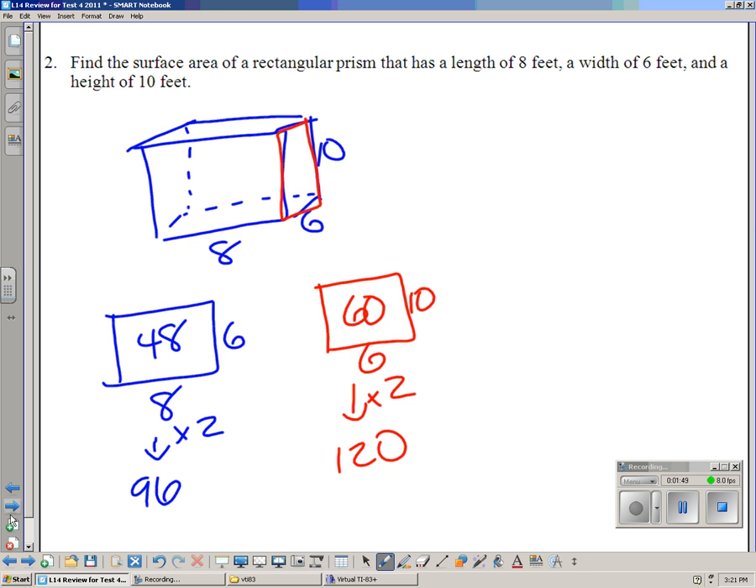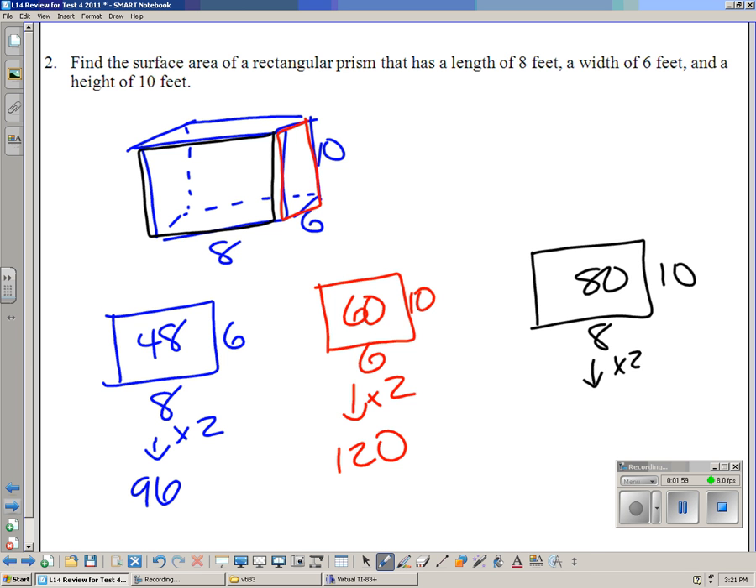And now we need to do front and back. Front and back would look like this. 8 and 10. 8 times 10 is 80. 80 times 2 is 160. Now we can add up all 3 of these numbers and get our final answer, which is 376. Since this is an area, it would be feet squared.